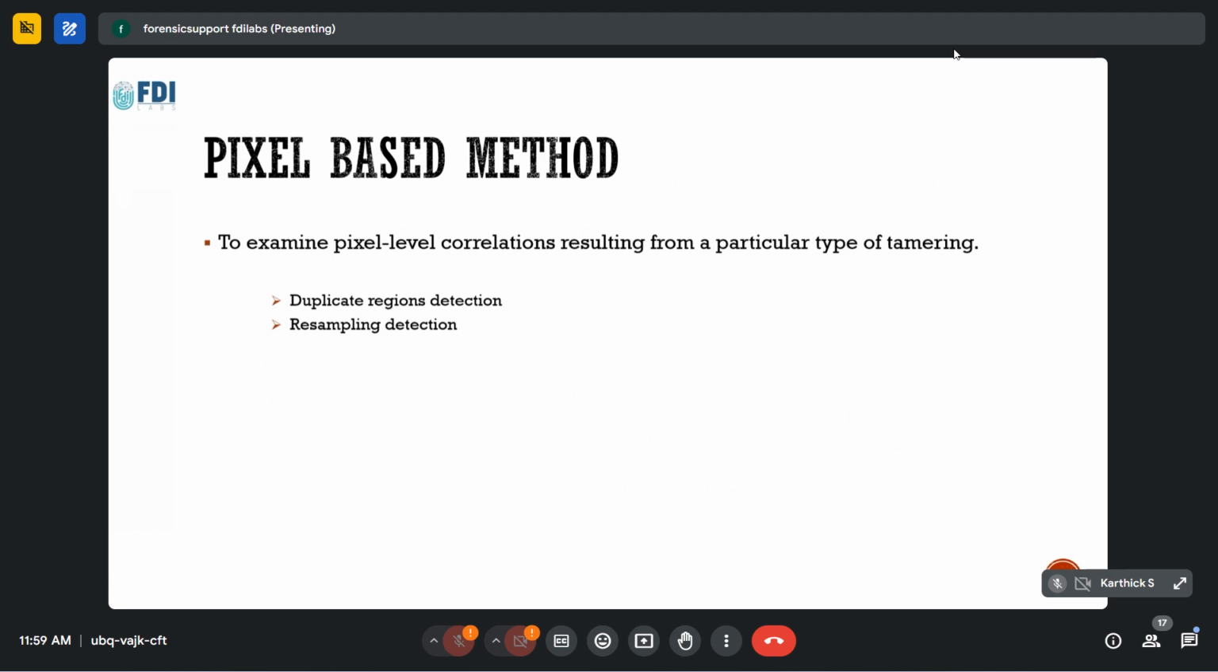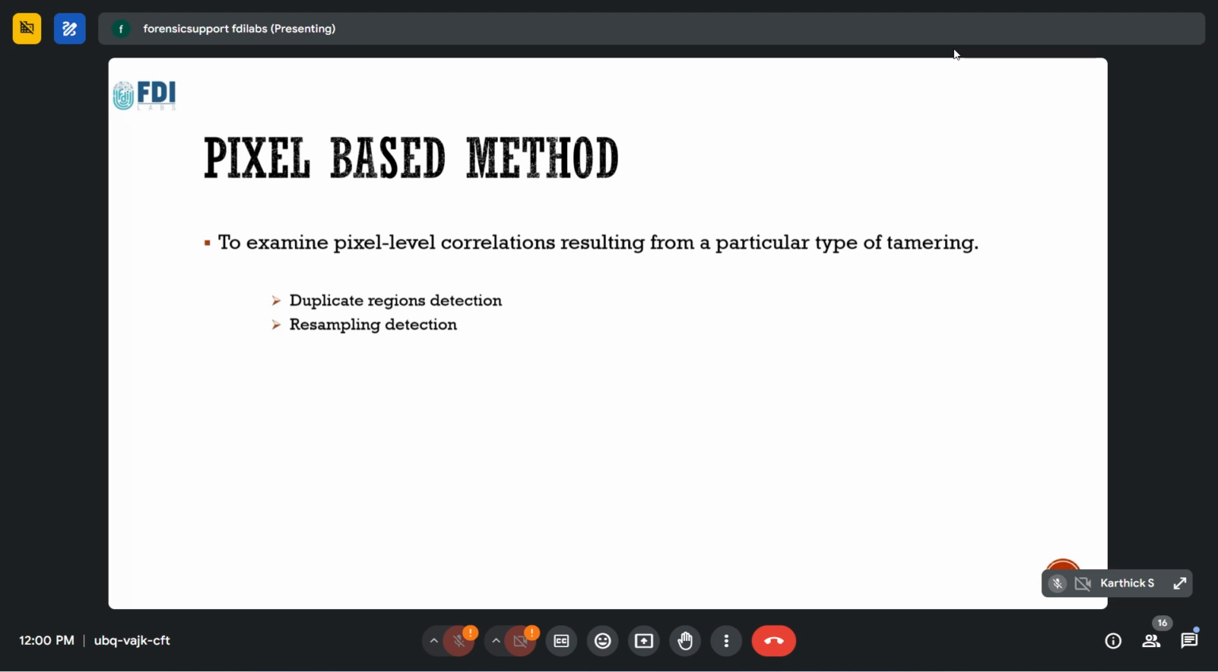Pixel based methods. In passive techniques, the first one we are going to see is called pixel based methods. What are pixel based methods? These pixel based features are used to analyze the pixel level correlation that results from a particular type of tampering. What type of tampering? Tamperings such as duplicate region tampering and resampling detection.